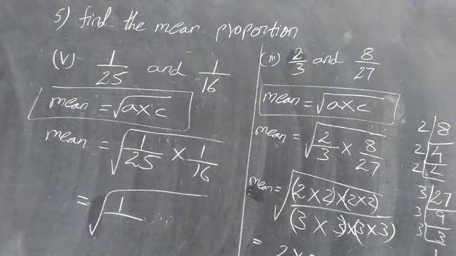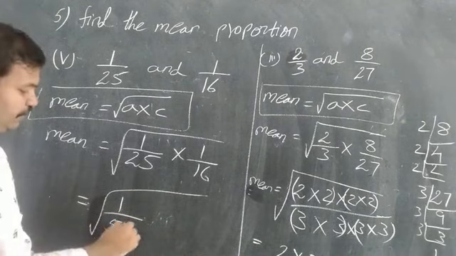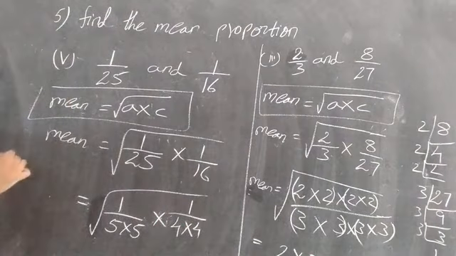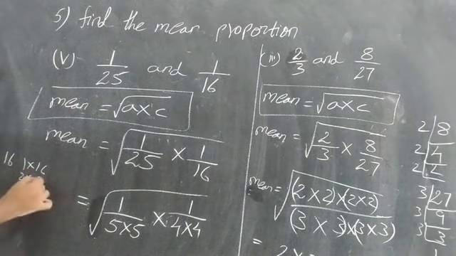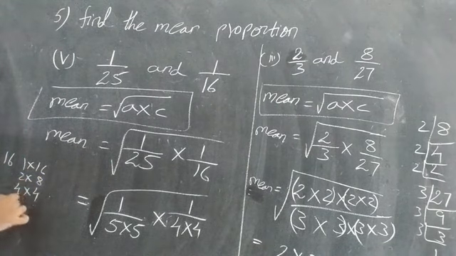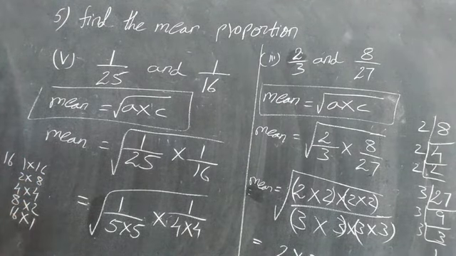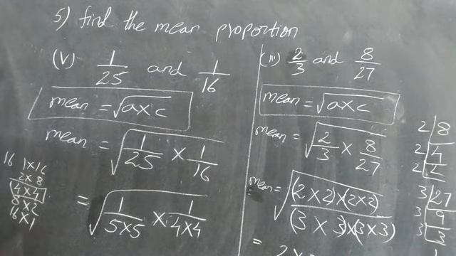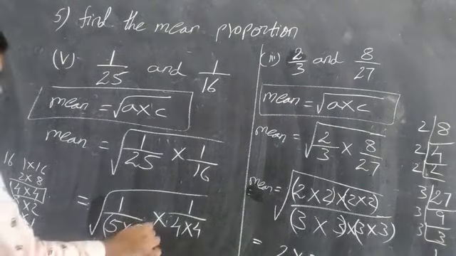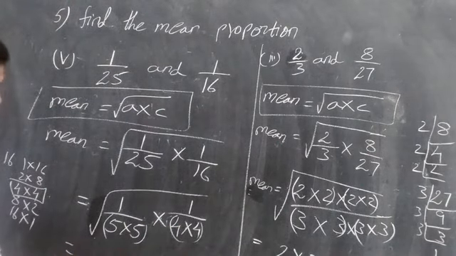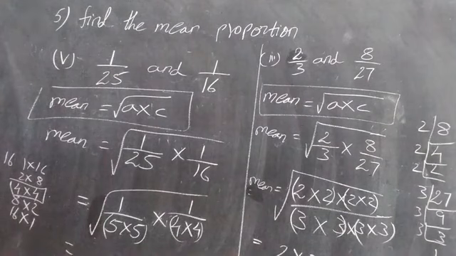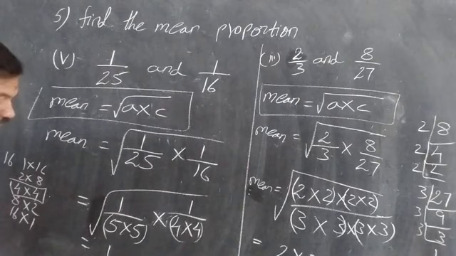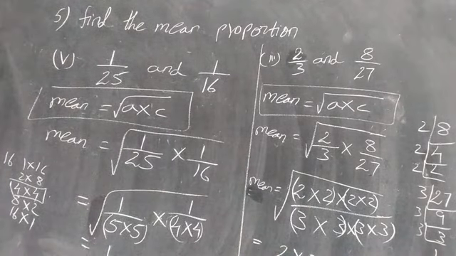The numerator is 1. For 25, which number multiplication gives 25? 5 into 5, the same number. For 1 by 16: 16 is 1 into 16, 2 into 8, 4 into 4, 8 into 2, 16 into 1. But out of all these, the same number is 4, 4 4s are 16. So that's why we wrote 4. Put brackets, each bracket will use 1. The numerator is 1 and the denominator is 5.